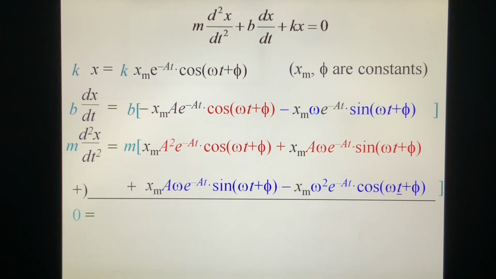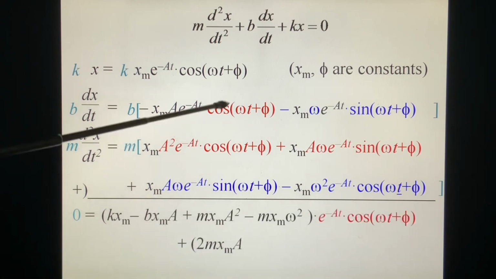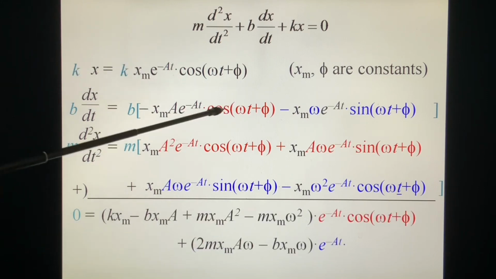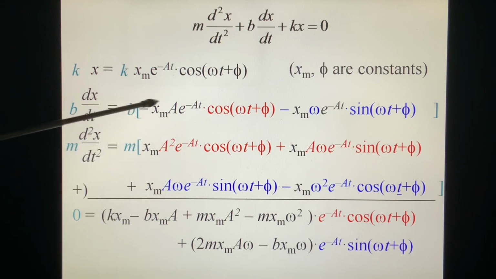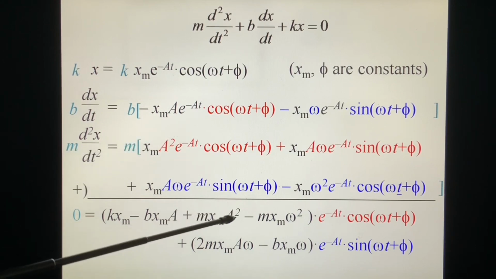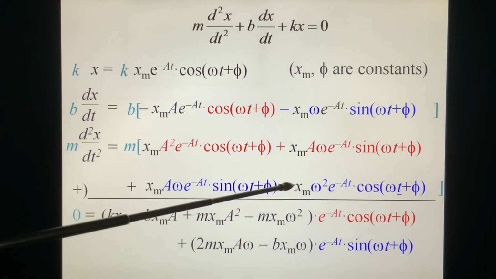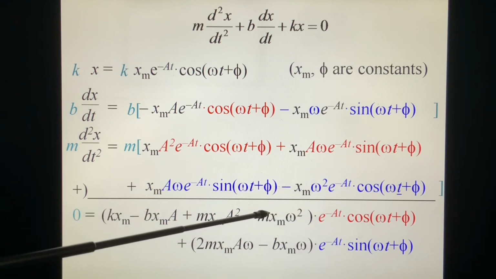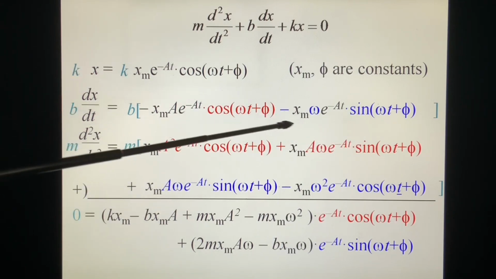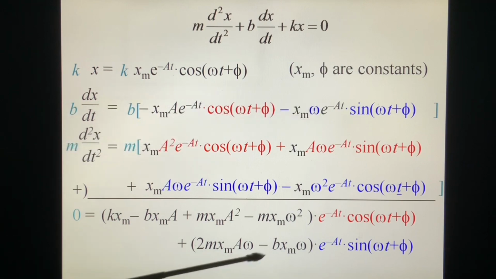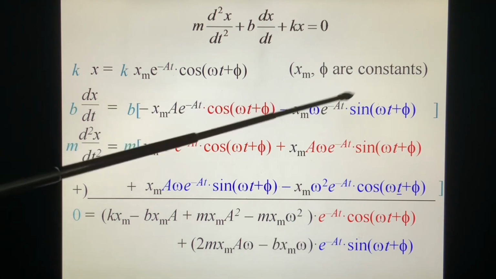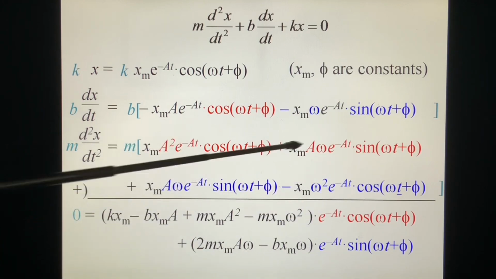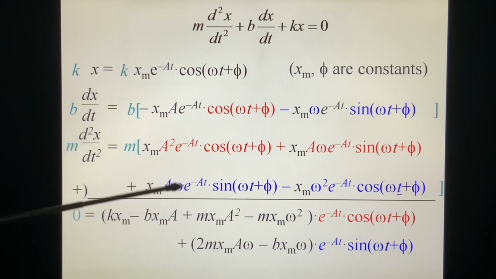And here we see a lot of sine and cosine. We combine all the cosine terms and all the sine terms. For the cosine term, you have a k x_m. This one is minus b x_m a. This one, you have positive m x_m a squared. And this term, minus x_m omega squared m. Now for the sine: you have minus b x_m omega, another sine term is m x_m a omega, so the sum is 2 m x_m a omega.